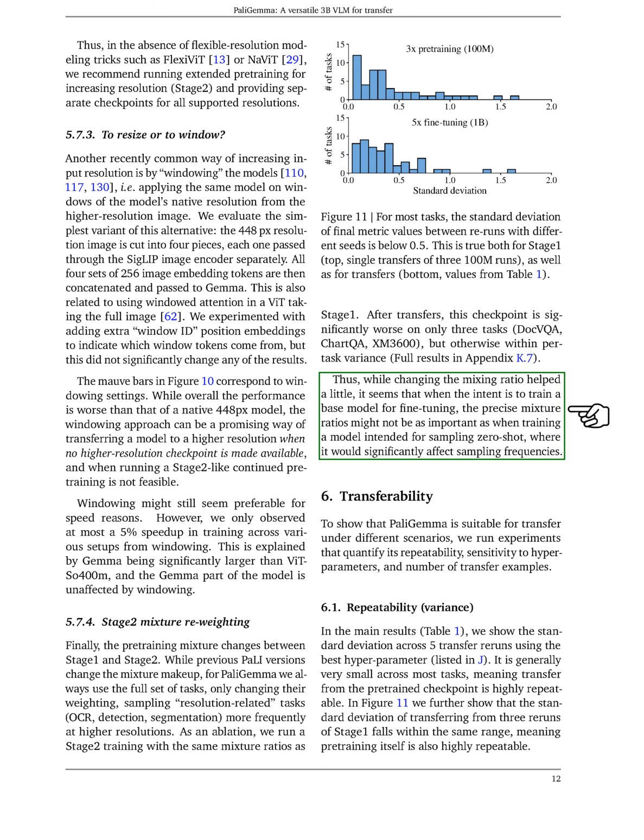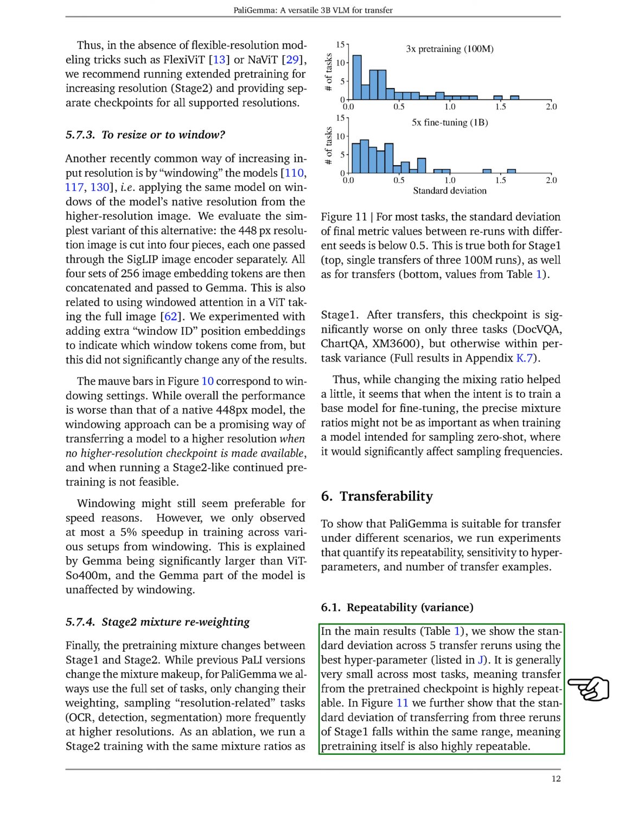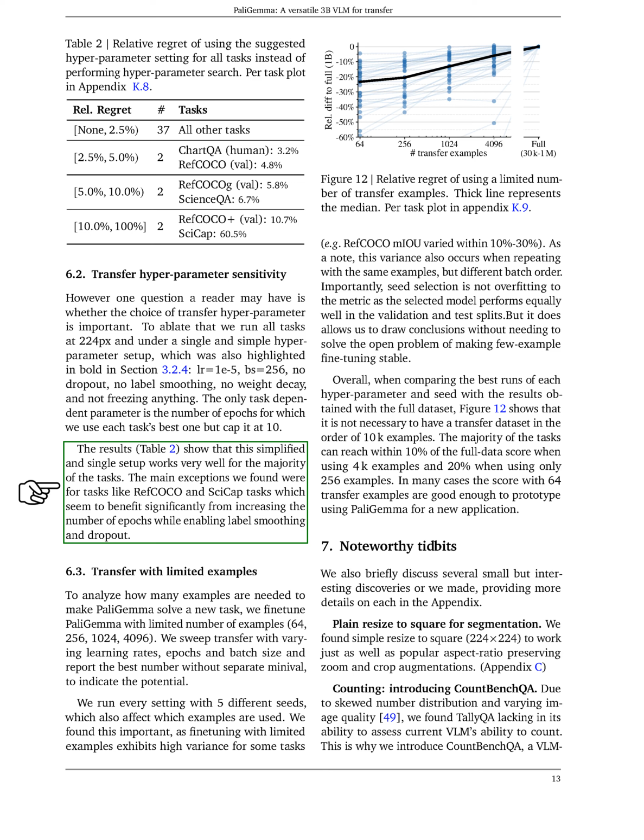We also tested PaliGemma's transferability under various scenarios. We assessed its repeatability, sensitivity to hyperparameters, and the number of transfer examples required. The results showed that transferring from the pre-trained checkpoint is highly repeatable across different tasks. We found that using a simplified hyperparameter setup worked well for most tasks, except for a few that benefited from specific adjustments like increasing the number of epochs, enabling label smoothing, and dropout.